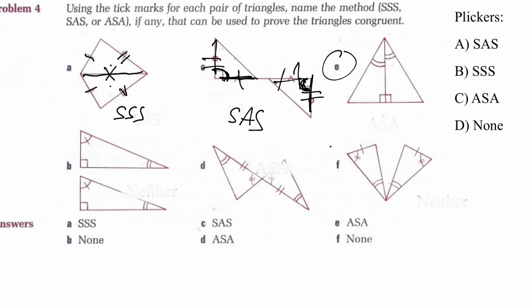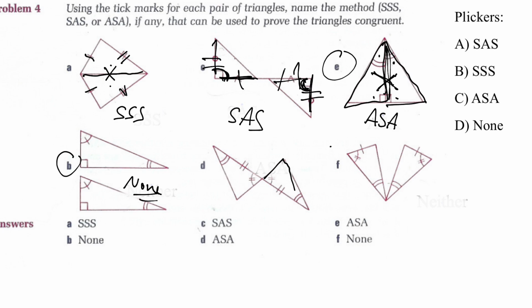This third one here, I have two angles, but in these two back-to-back triangles I also have this shared side in the middle. So I have two angles in one triangle congruent to two angles in the other, plus the shared side. This is ASA. This one over here is three angles, so it's none of these three choices.